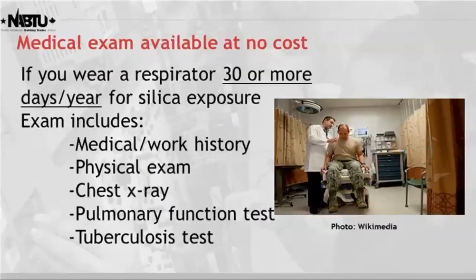If you were to wear a respirator working with your employer greater than 30 days in a calendar year, it is a requirement of the new standard to have medical surveillance conducted. What that means is they have to offer you the ability to get a chest X-ray to see if you've been exposed to silica, a pulmonary function test, and of course a tuberculosis test. That has to be done. Again, this is at no cost to you. It's anytime you're wearing that respirator more than 30 days in a calendar year.